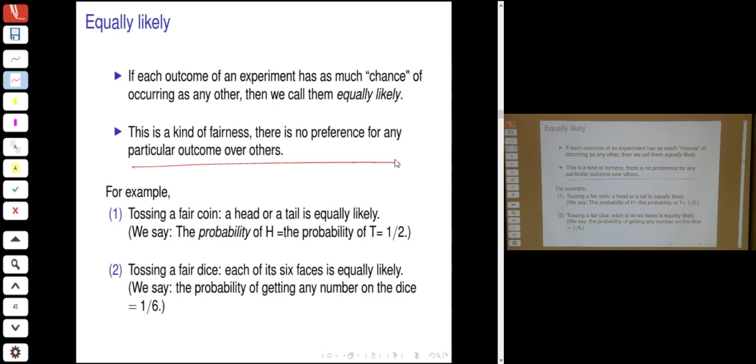So for example, if you toss a fair coin, a head or tail is equally likely. So the probability of head is equal to the probability of tail, which is 1/2. Tossing a fair die, each of the 6 faces is equally likely. So the probability of getting any number on the die is 1/6.